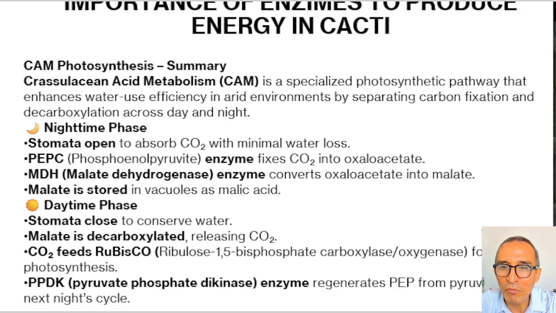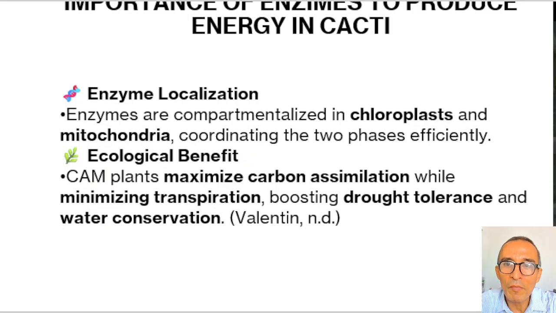During the day, the stomata are closed to conserve water, and malate is decarboxylated, releasing carbon dioxide. Carbon dioxide feeds rubisco for photosynthesis. And the pyruvate phosphate dikinase, or PPDK, enzyme regenerates PEP from pyruvate for the night cycle. The enzymes are compartmentalized in chloroplasts and mitochondria, coordinating the two phases efficiently. What's the benefit? Plants maximize carbon assimilation while minimizing transpiration, boosting drought tolerance and water conservation. That's the reason why the plant does not dry easily.